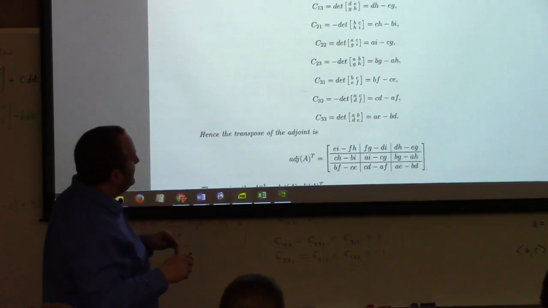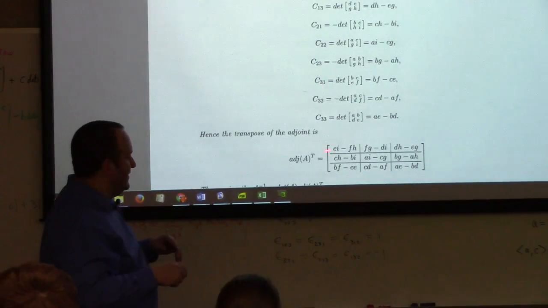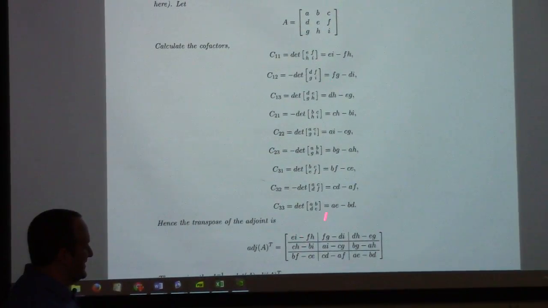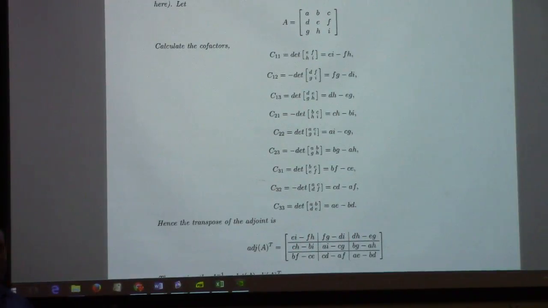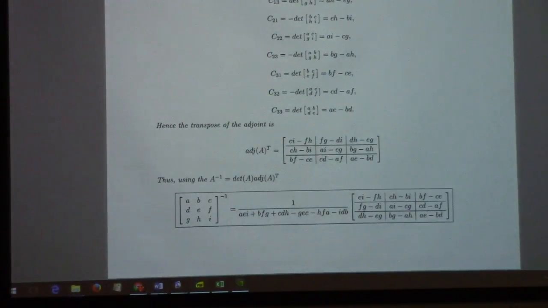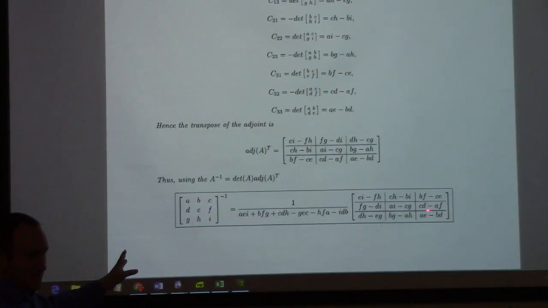So here are the cofactors: 1, 1, 1, 2, 1, 3, 2, 1, 2, 2, 2, 3, 3, 1, 3, 2, 3, 3, like so. This is the adjoint matrix transposed. So these are all those cofactors, divided by the determinant of A. There you go. Seems like a fitting way to end today. I want to show you that example, then I'll stop. But this right here is the formula for the inverse of a 3 by 3 matrix.